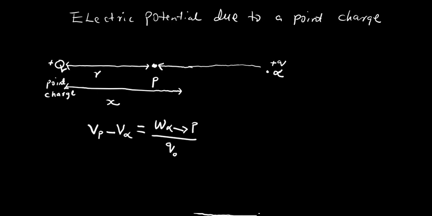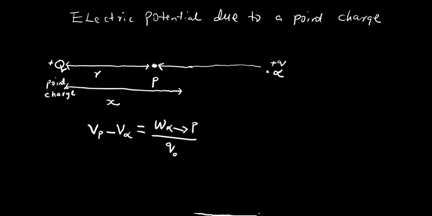Remember that you are bringing this test charge from infinity to this point P. As you are bringing it, that means you are doing work to bring it from infinity to the point P. So that's why we have the work done from infinity to P, divided by the charge itself.